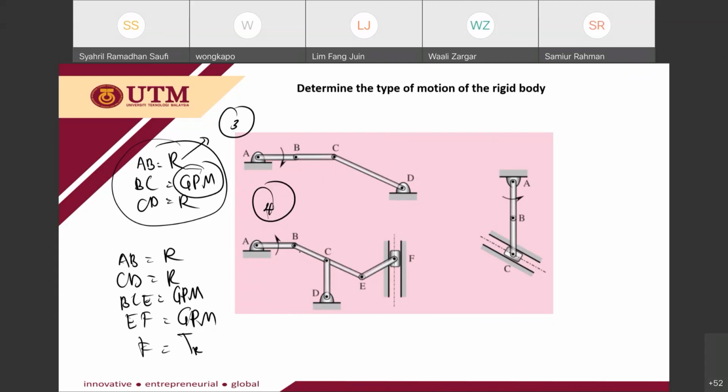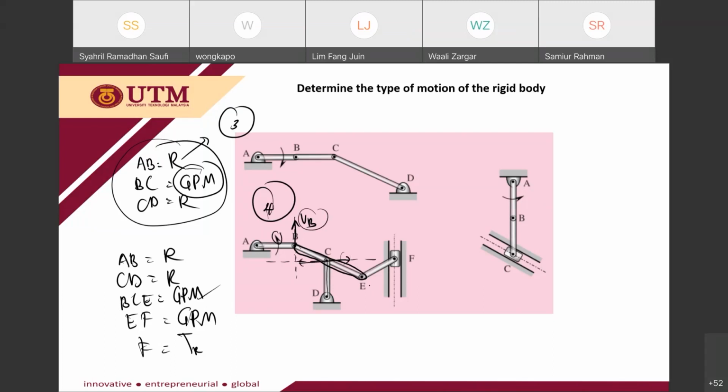So for EF, you may notice that for this BCE, for this point B, the linear velocity is affected by the rotational motion of AB. Okay, since the omega is outward, we know that this is VB. And for the point C, this is the velocity line, perpendicular to the radius. So either this direction or this direction. So you know that VB and this VC will have different directions. So BCE is actually GPM.